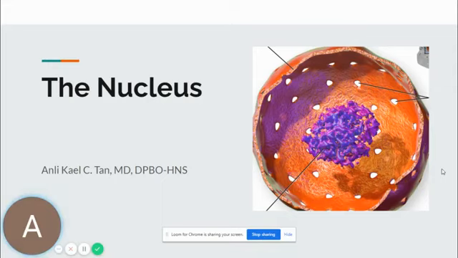And I know it's hard both for you and for us, but we will do our best to learn from each other. So today we will be talking about the nucleus.